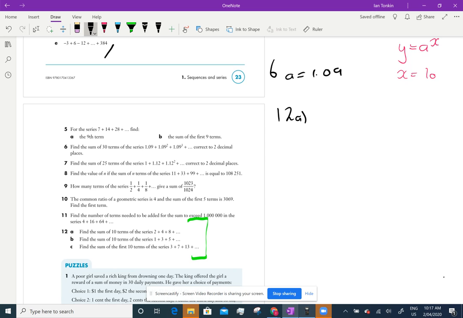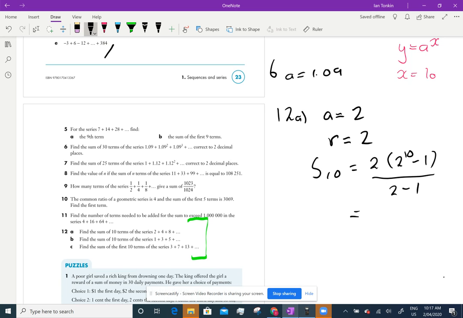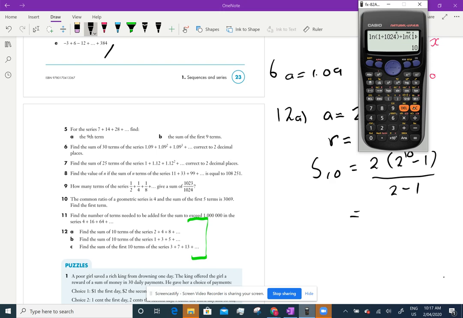And what have I got? a equals 2 and r equals 2. So S of 10 equals 2 times (2 to the 10 minus 1) over 2 minus 1. That's going to be pretty easy. Pump it into your calculator: 2 times 2 to the power of 10 minus 1, all over 2 minus 1, which is just 1. 2046.